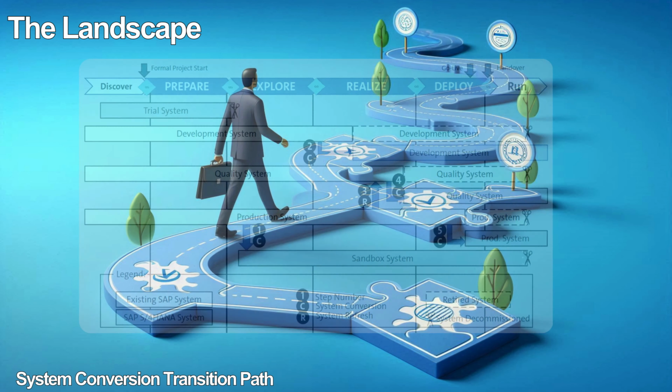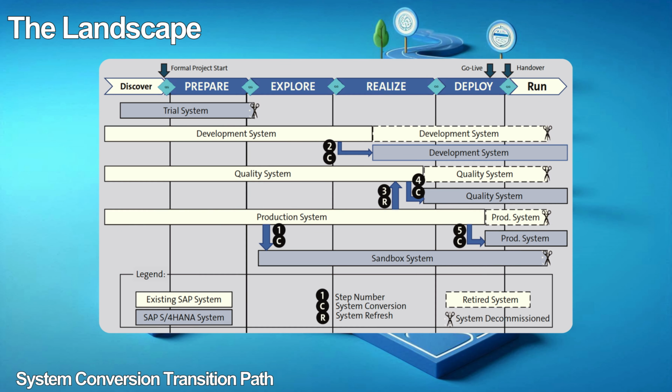The landscape. Let's discuss the lifecycle of the existing environments in the system conversion approach. The first step is to build the sandbox environment by copying the existing production environment. The team will use the sandbox system to drive the Delta design workshops in the explore phase of the project. In the second step, during the realize phase, you need to copy the existing development, dev, environment to the SAP S/4HANA dev environment. At this point, you can decommission the sandbox environment.